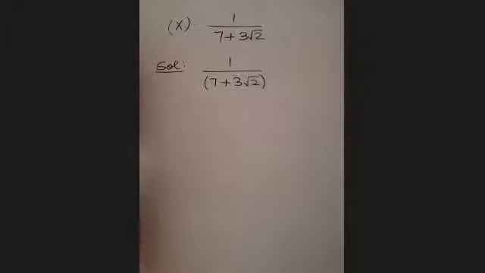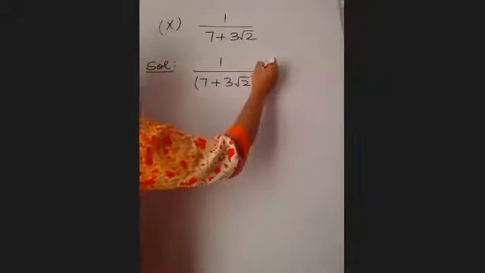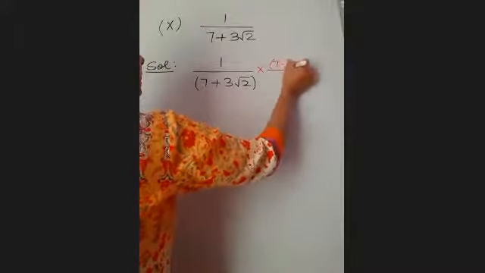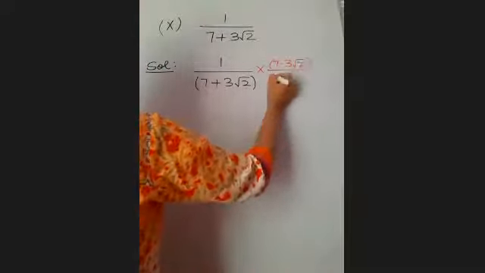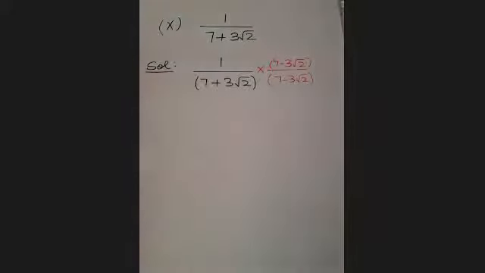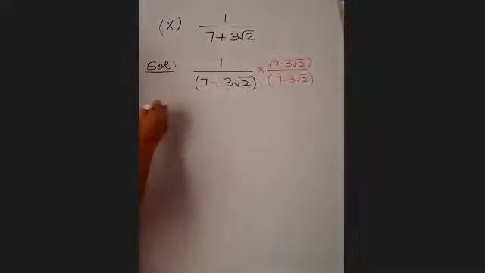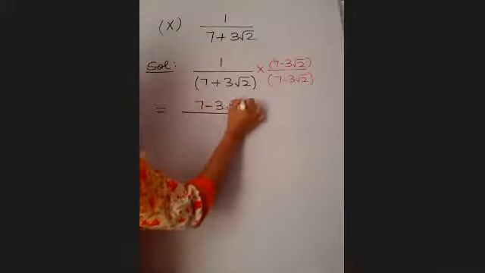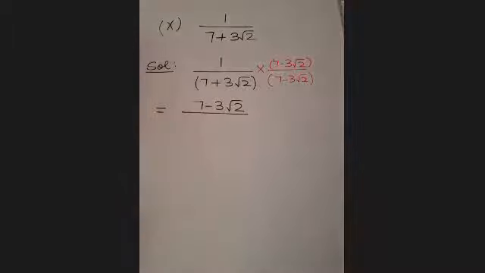It should be multiplied and divided by 7 minus 3 root 2. Yes, 7 minus 3 root 2 and 7 minus 3 root 2. Now in the numerator, beta, it is 1 into 7 minus 3 root 2. So it will remain the same. And in the denominator, again the same thing.